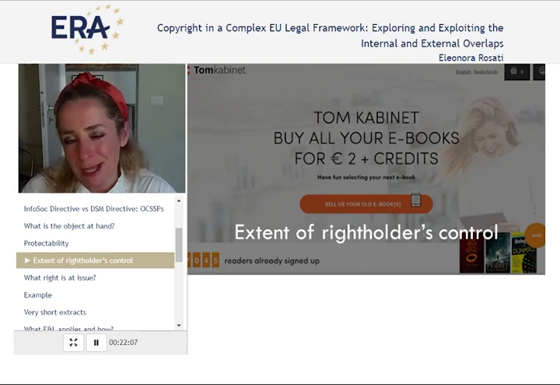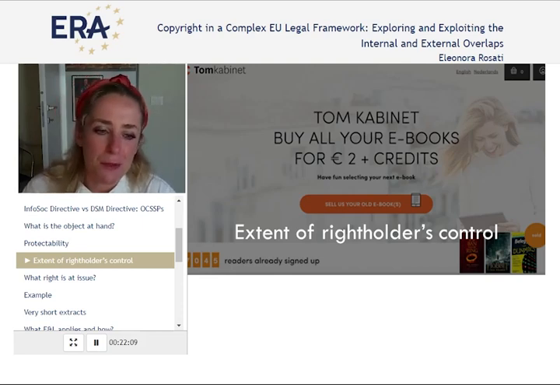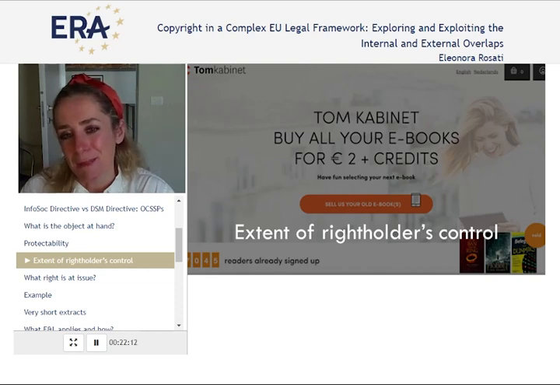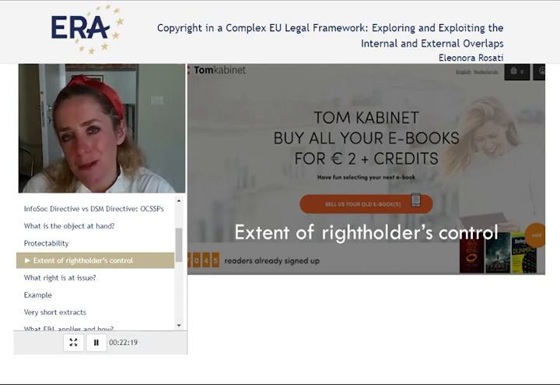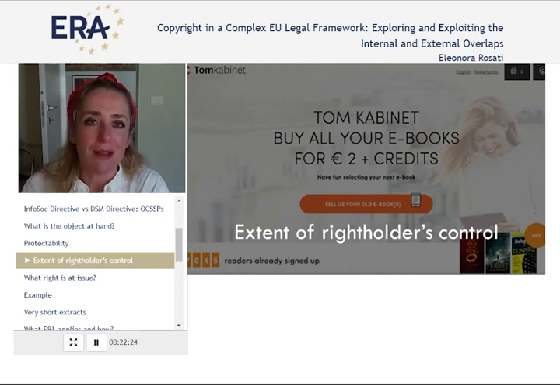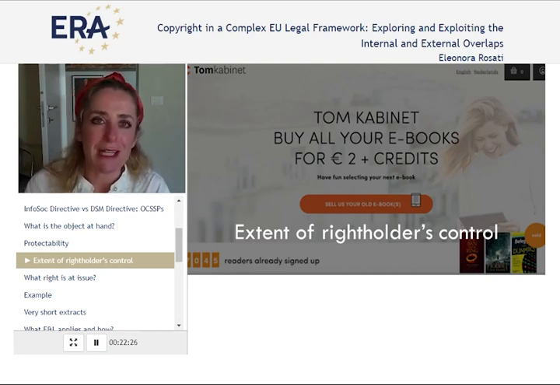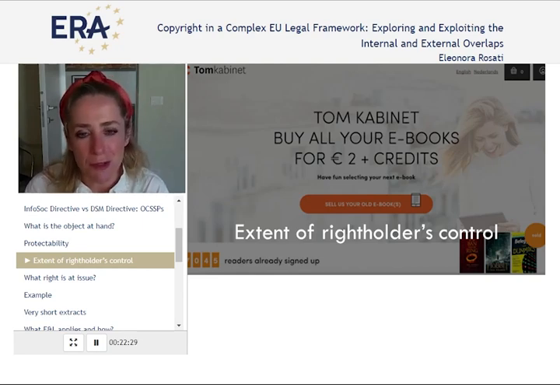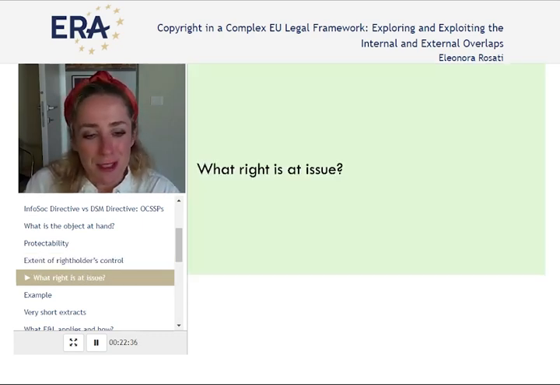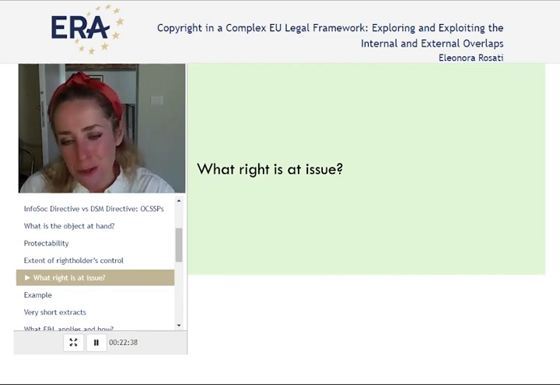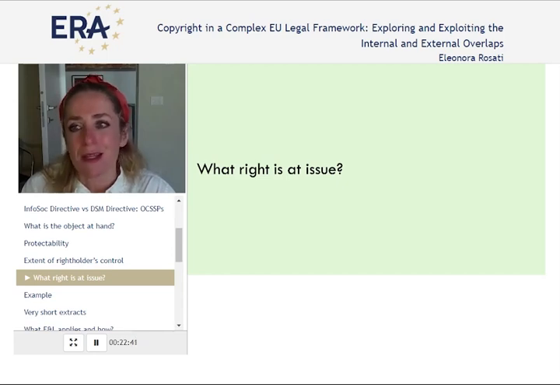I will not discuss at length the Tom Kabinet case because it was decided a while ago, in 2019, and there, I think correctly, the Court of Justice excluded the existence of digital exhaustion. But it is not that decision that changed anything. It is the decision of the Court of Justice nearly 10 years earlier in UsedSoft, which had created an uncertainty that should not have been there. And then, of course, determining also what right is at issue gives rise to a number of questions.